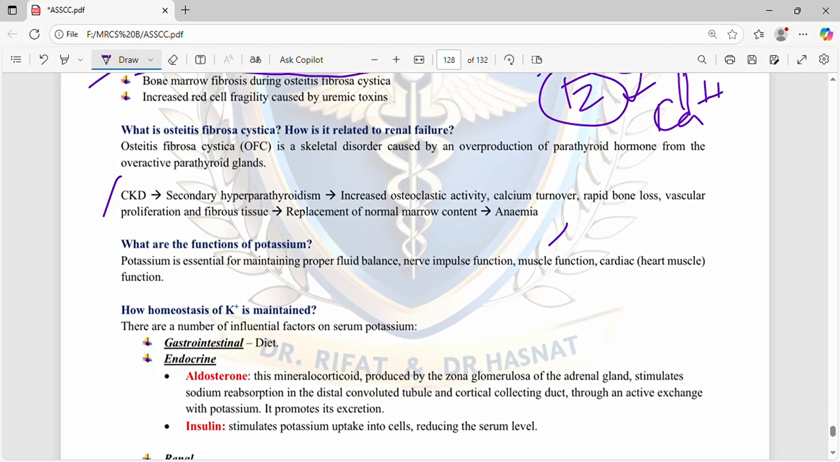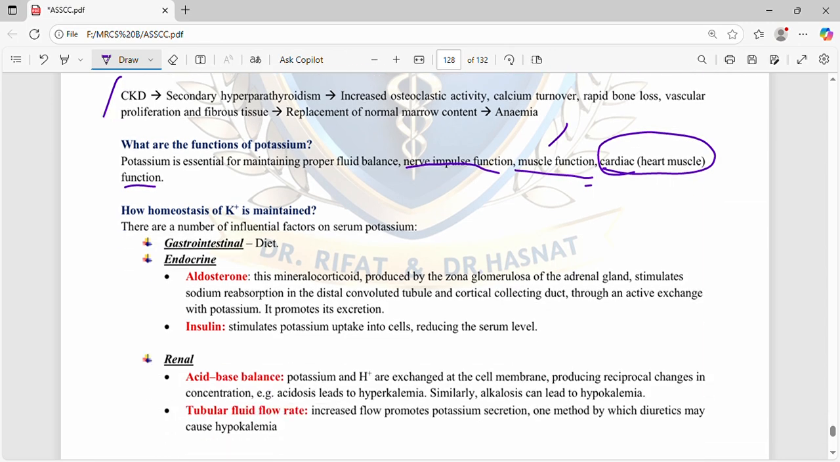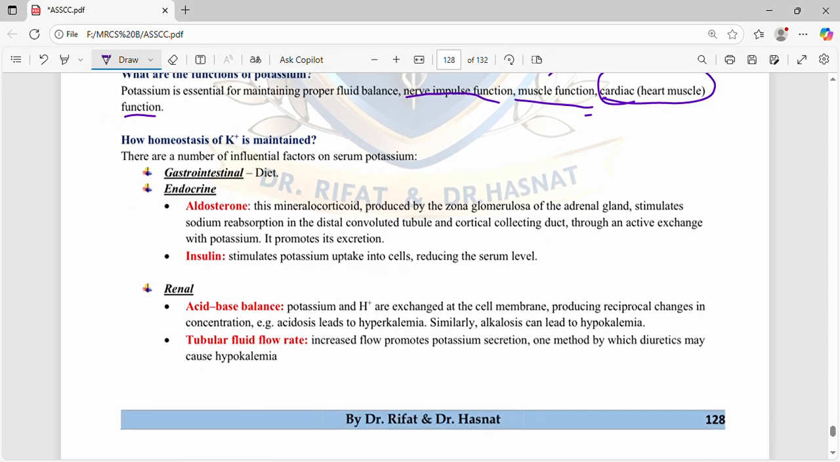Okay, what are the functions of potassium? Potassium is essential for maintaining proper fluid balance, nerve impulse, and most important, cardiac function and muscle function. So there will always be a problem with the cardiac conductivity and electrical activity. So how is homeostasis of potassium maintained?